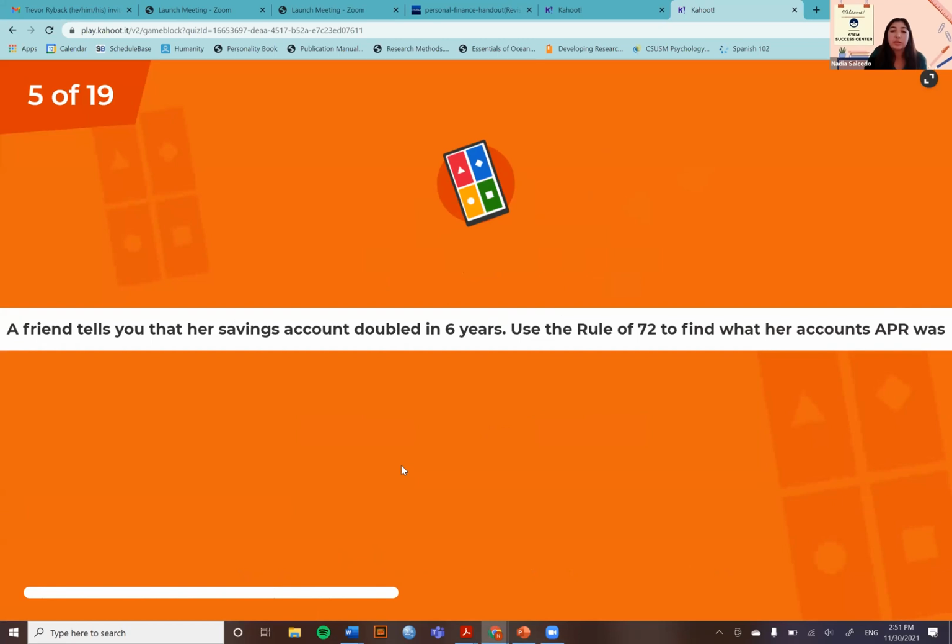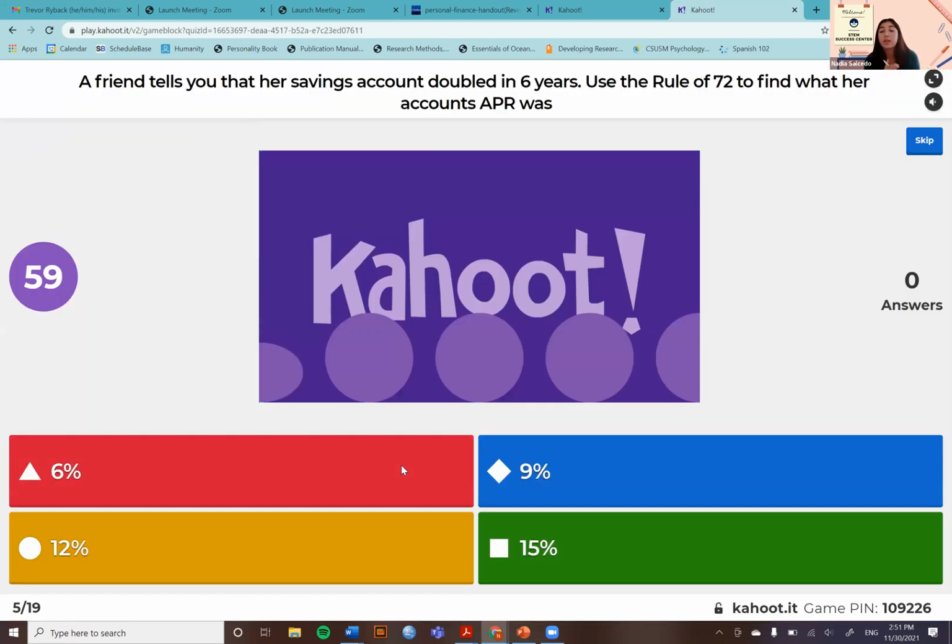A friend tells you that her savings account doubled in 6 years. Use the rule of 72 to find what her account's APR was. You know how many years it took to double, but now it's asking you to find the APR. So how would you set this up?